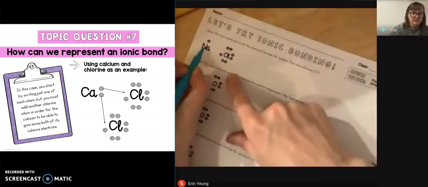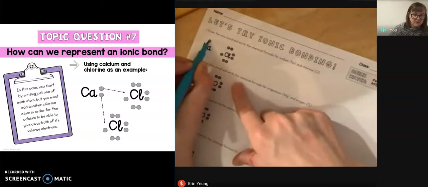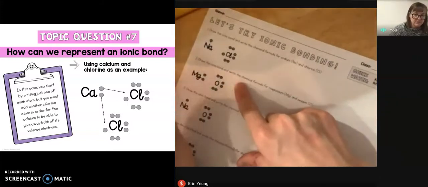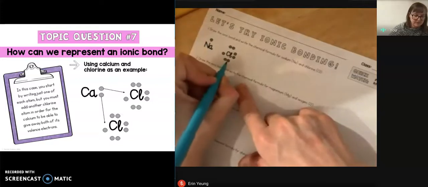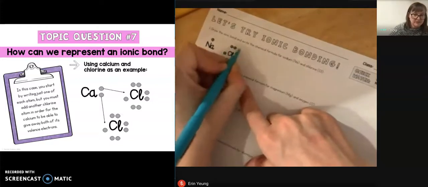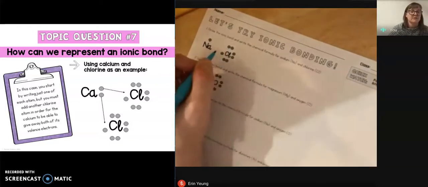So here we've got sodium. Sodium has 1 valence electron. It's in group 1, so it really wants to get rid of that one. Chlorine, group 17, 7 valence electrons. It really wants to take 1.